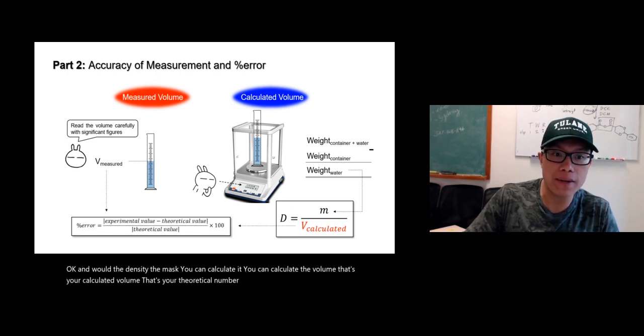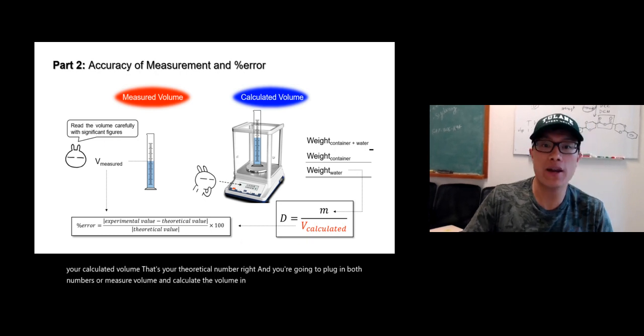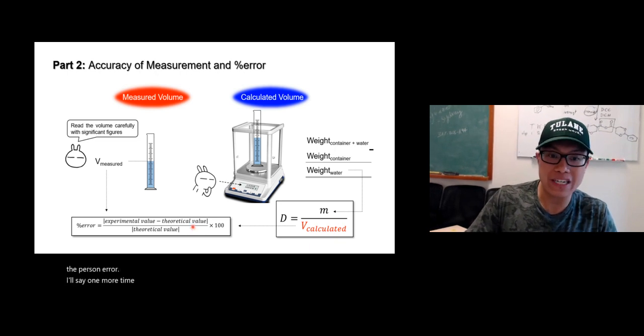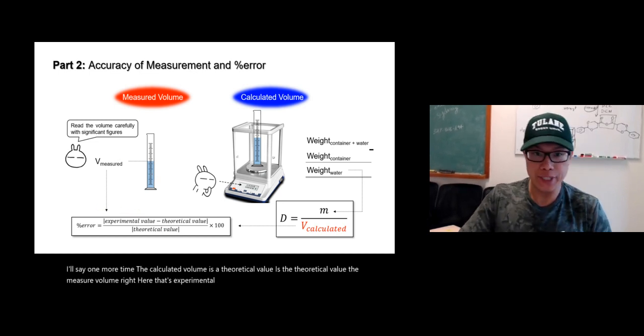Right? And you're gonna plug both numbers, the measured volume and the calculated volume, in this equation and find the percent error. I'll say one more time. The calculated volume is a theoretical value. The measured volume right here, that's an experimental value, and find the percent error.